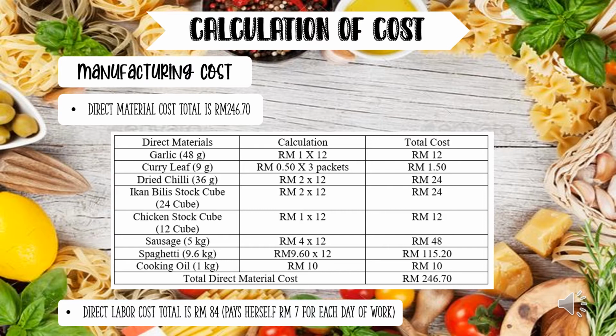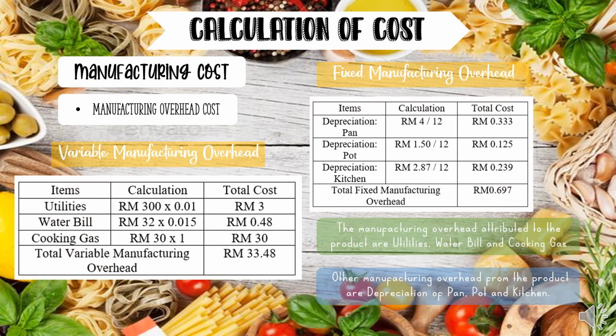Manufacturing overhead is split into 2, variable and fixed manufacturing overhead. For variable manufacturing overhead, we have a total of 33 ringgit and 48 cents. The items included are utilities expense, water bill, and cooking gas. These are calculated by taking a percentage of the total household expenditure on these items, and they are attributed to the business. For fixed manufacturing overhead, we have depreciation on pan, pot, and kitchen, which would total 0.697 ringgit, which is equal to 0.7 cents.